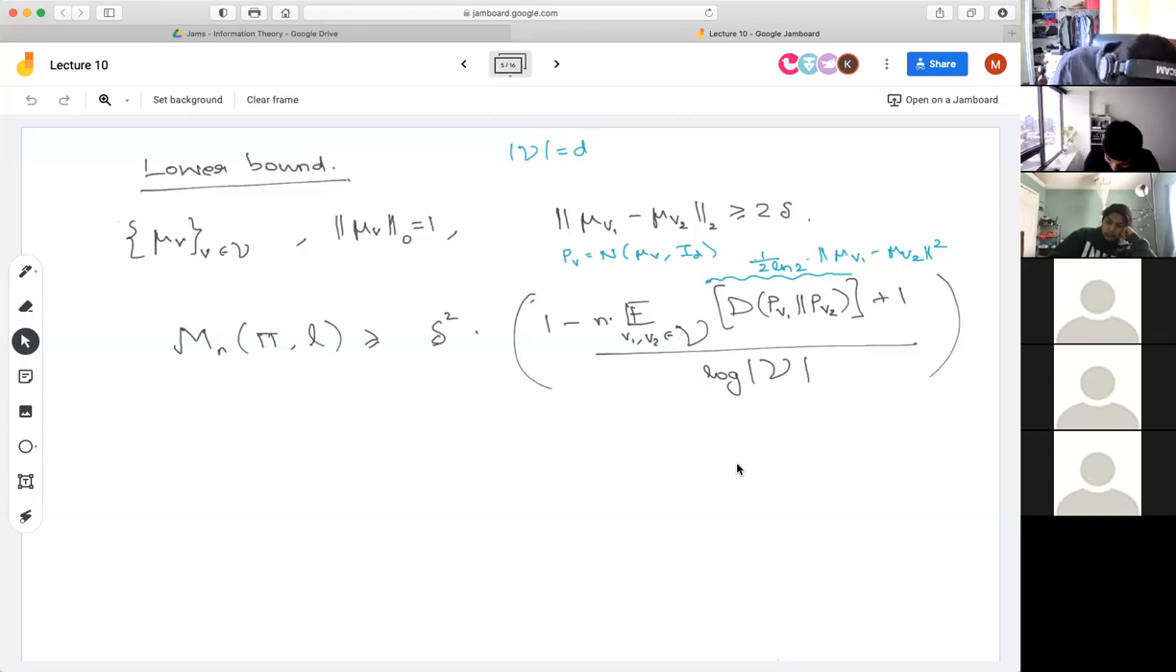The packing here is very simple. The coordinate vectors work. So let's say we look at root 2 delta times E1, root 2 delta times E2, up to root 2 delta times E sub d, where E1 to E sub d are the coordinate vectors.